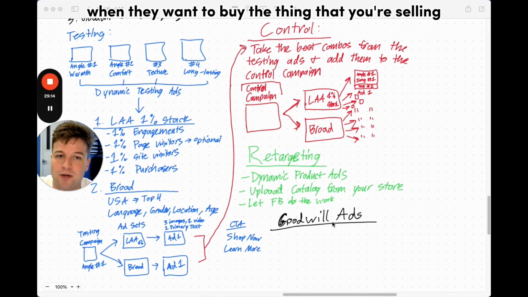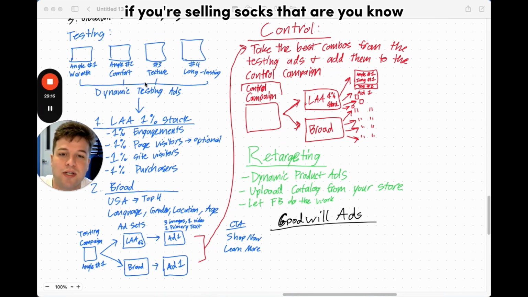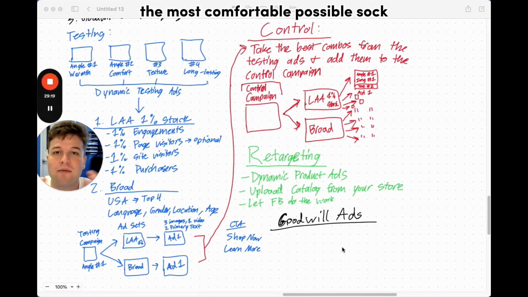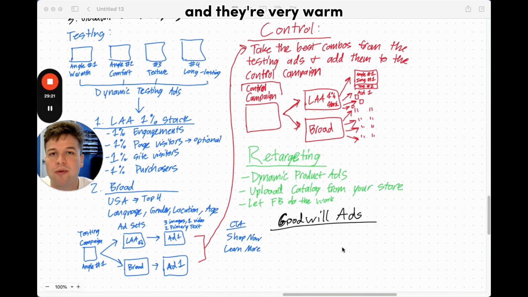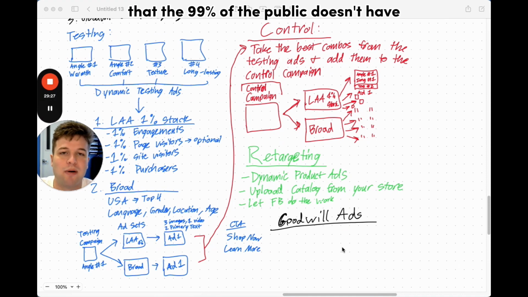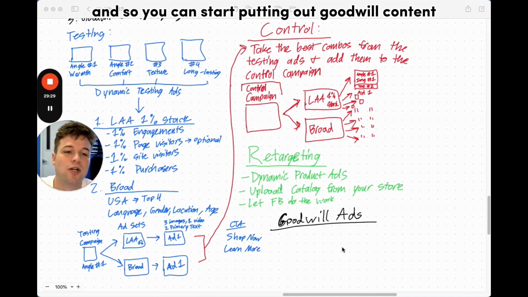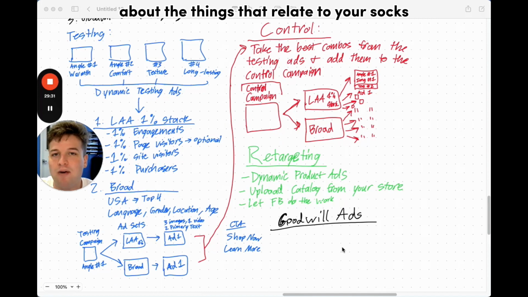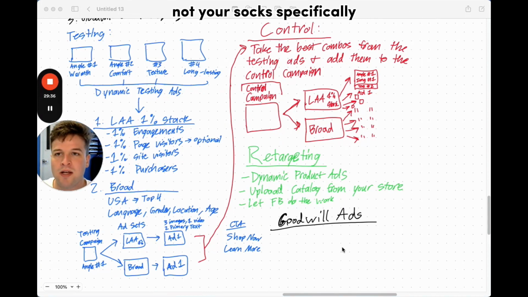So if you're selling socks that are the most comfortable possible sock, and they're very warm and they last forever, you're an authority on socks. You have the expertise on socks that 99% of the public doesn't have. And so you can start putting out goodwill content about the things that relate to your socks. Not your socks specifically, but the problems that the people in your marketplace are trying to solve.